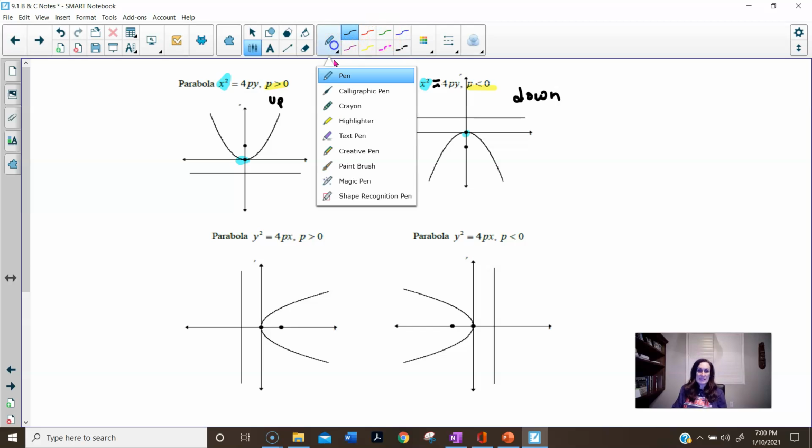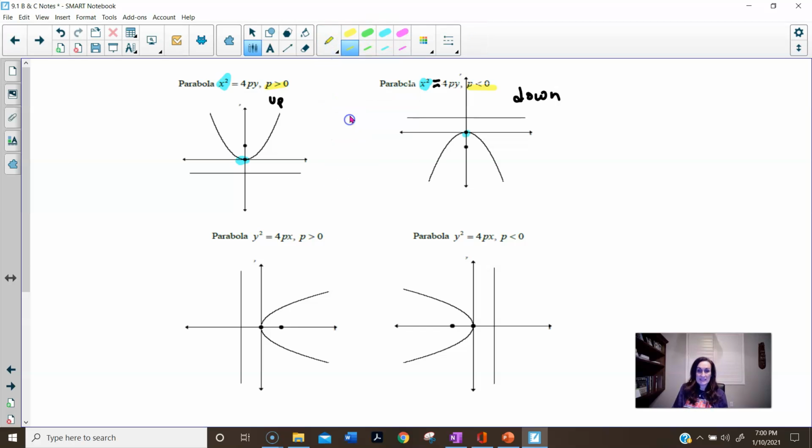Here again, you can see that I have the focus, and I'll put the focus in pink. So here's the focus, and the focus is always inside the bowl-shaped conic. And then the directrix is always perpendicular to the axis of symmetry. Again, the axis of symmetry is this green line that cuts the parabola down the middle. Okay, so then what about y squared? So here you can see x is squared and y is to the first power.